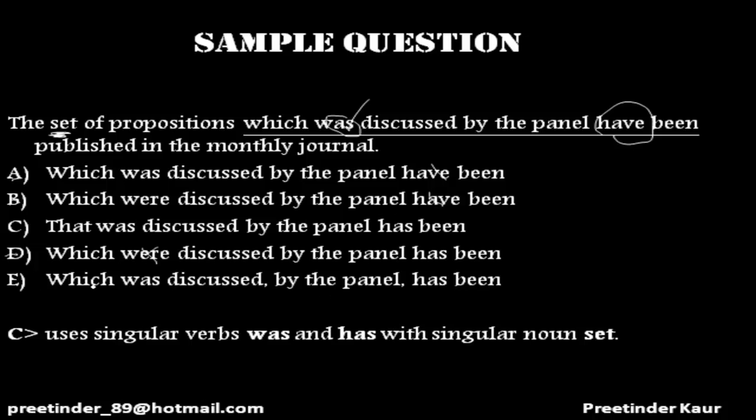If you look at the statement E, the set of propositions which was discussed by the panel has been discussed. Now we do not need to add these commas over here. There is no pause. Which was discussed by the panel is compulsory. You cannot put the commas here because most often if you're putting two commas you can skip the portion between the two commas, but in this case you cannot, so the commas are not correct.